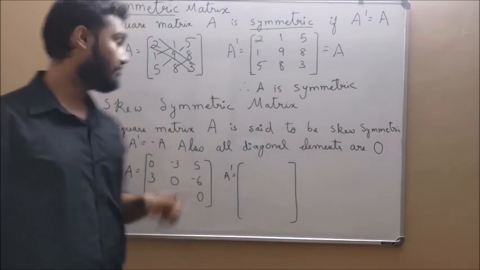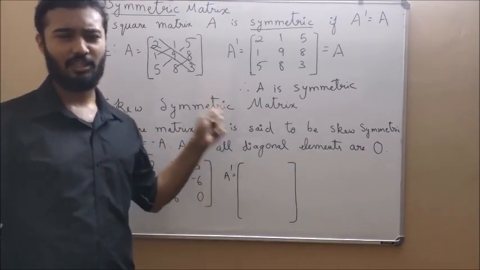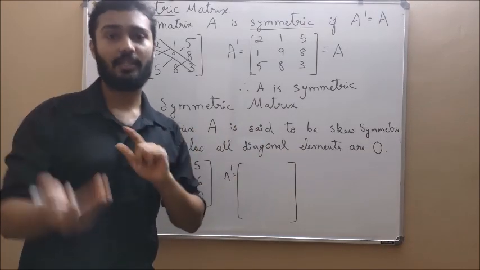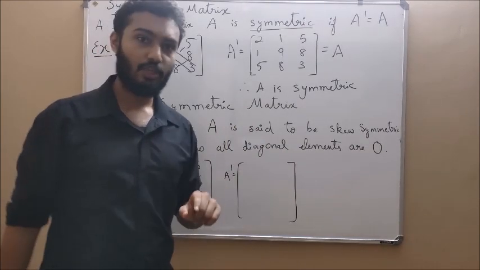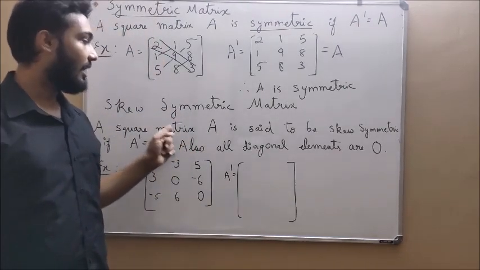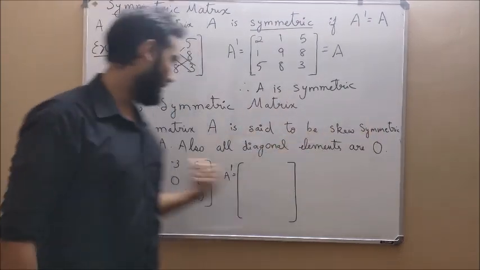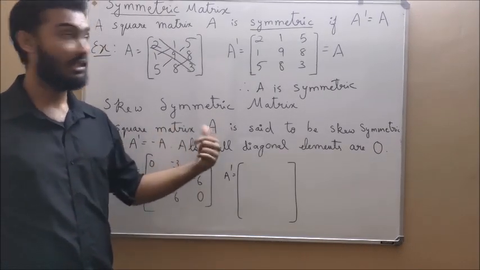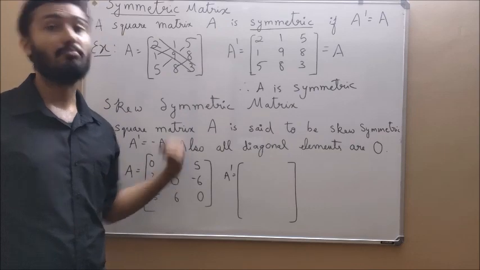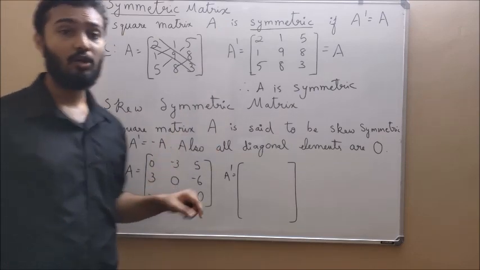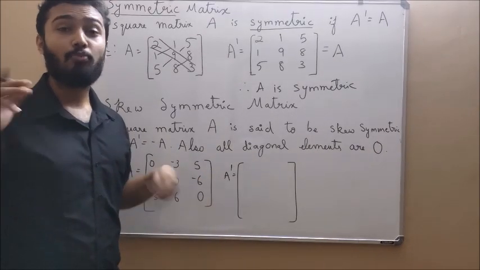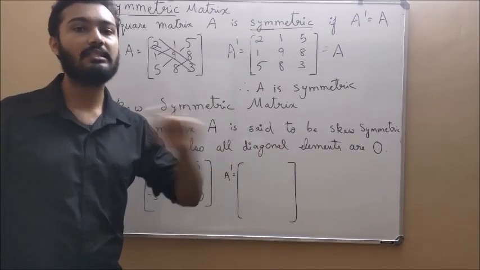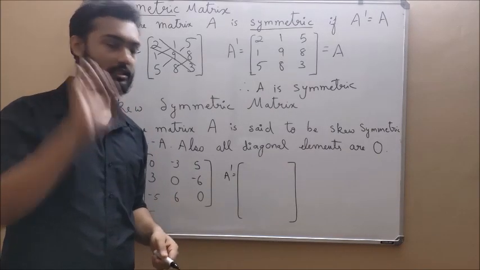Next we move on to skew-symmetric matrix. It is the same as symmetric matrix but negative. Skew means negative. So A is said to be a skew-symmetric matrix if A dash equals minus A. Same as before, here A dash equals minus A, the negative of the matrix. Now, one more important point to notice: in a skew-symmetric matrix, all the diagonal elements are 0.